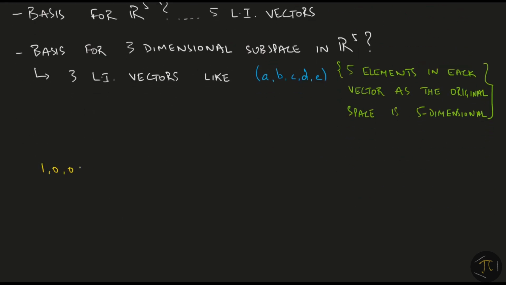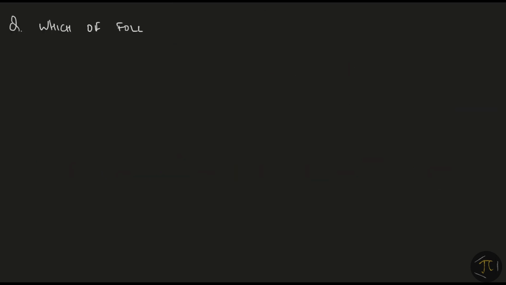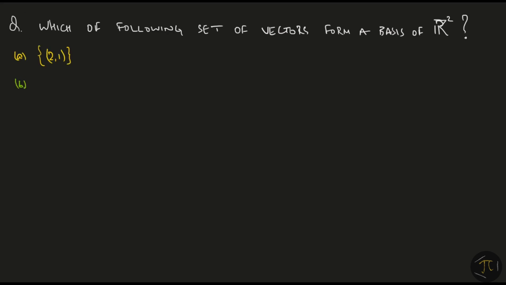Let me write a set of good-looking vectors. This here is called the standard basis for R3, and they are pretty cool. But they are not the only basis for R3. Now here's a question I would like you to try. Which of the following set of vectors forms a basis of R2? And now you have 4 options. Pause the video for a minute and see if you can answer it. You don't need a pen and paper for this one.